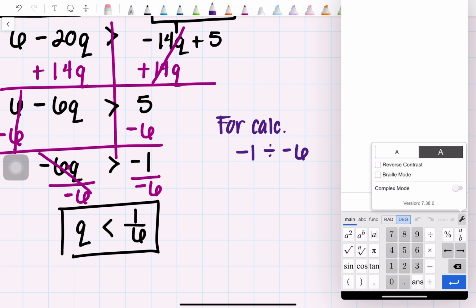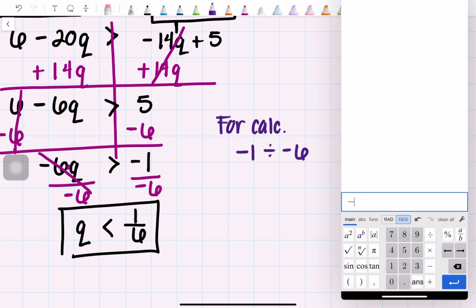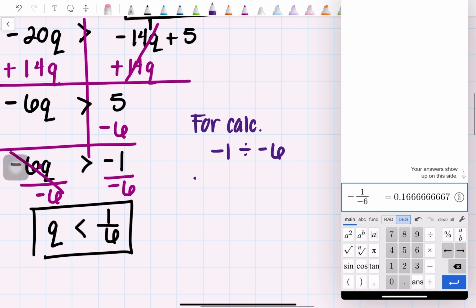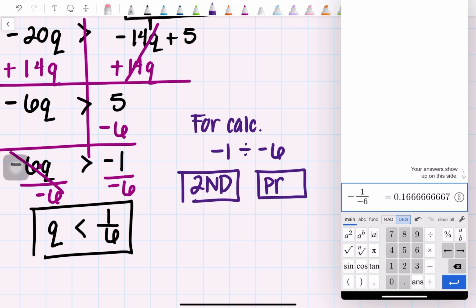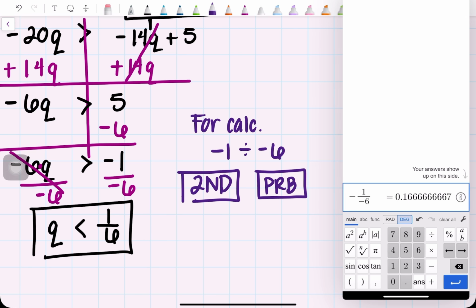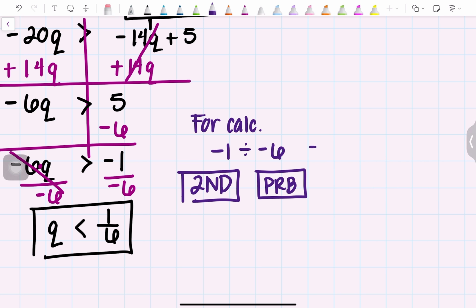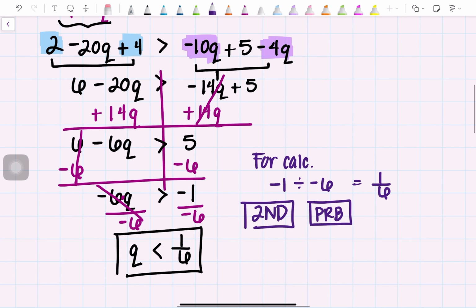So we have a negative 1 divided by a negative 6, right? And it's going to give me that decimal, right? Now, on your end on the calculator in this case, guys, when it gives you that decimal, you're going to click the second button, which is on the top left of your calculator. And you're also going to click the PRB button. And it actually converts it into a fraction, which should be the fraction of a positive 1 over 6. Okay, that's for the calculator.